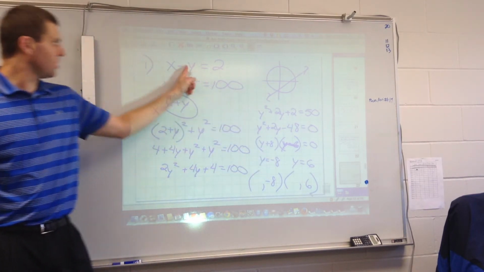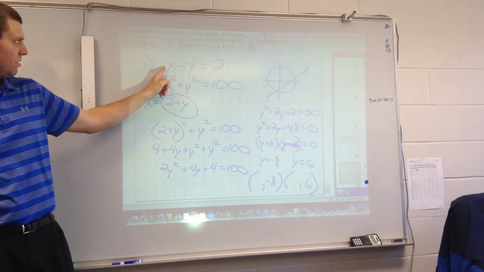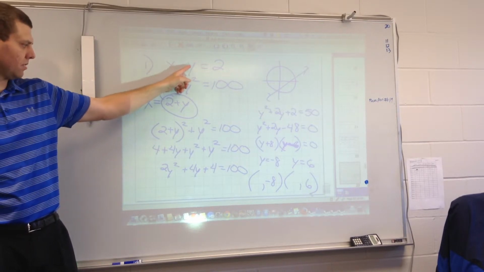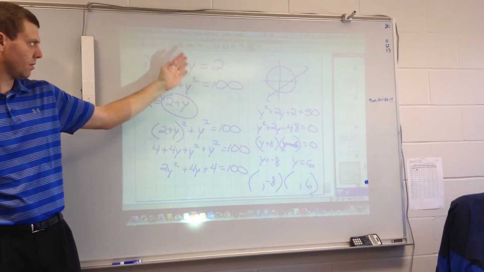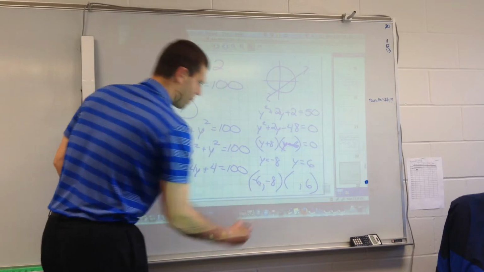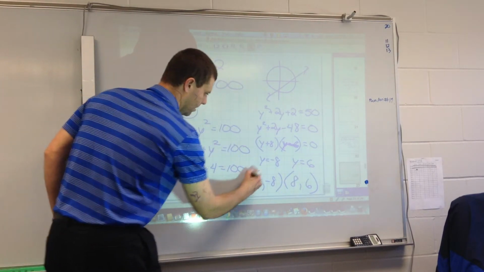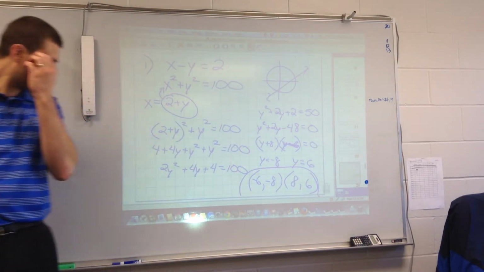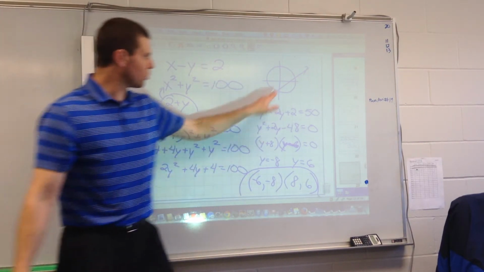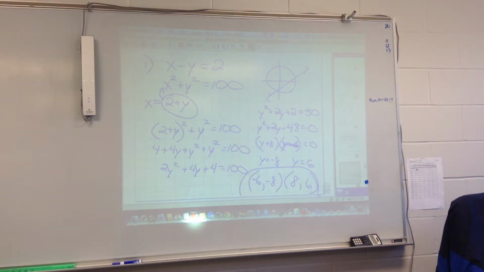So substitute negative 8 in here, and you get negative 6. And then you get 8 on the other one. So those are your two coordinates where those two different graphs would meet.